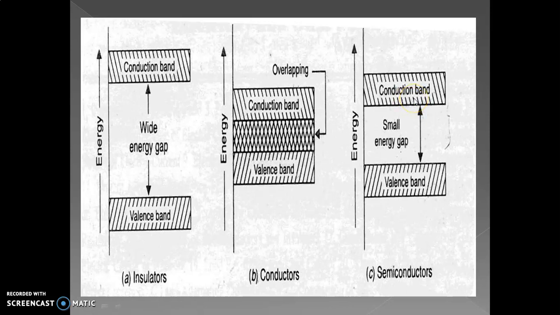Simply put, a semiconductor has an almost full valence band and an almost empty conduction band, with a small energy gap. The gap value is approximately 1 electron volt between the valence band and conduction band. At a very low temperature, the valence band is completely full and the conduction band is completely empty. So a semiconductor virtually behaves as an insulator at low temperature.